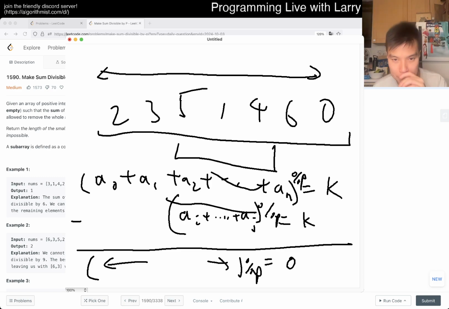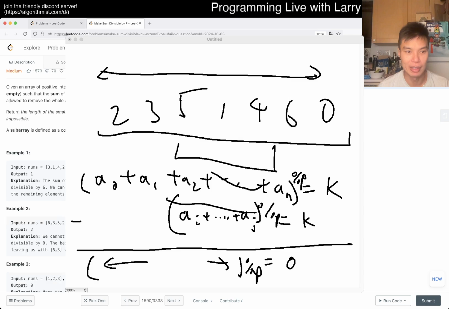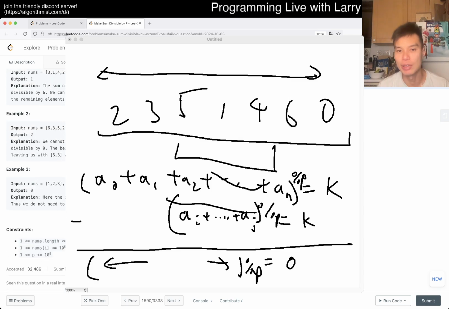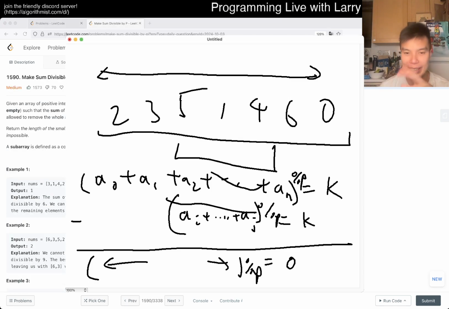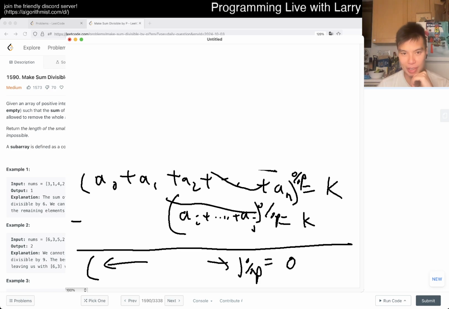So that's the math behind the idea, right? Well, what do you do with this idea? N is 10 to the 5th, so you're not going to be able to do an n squared thing of trying every subarray. What you can do though is use the idea of prefix sum. What is the idea of prefix sum? Let me erase this top part real quick.